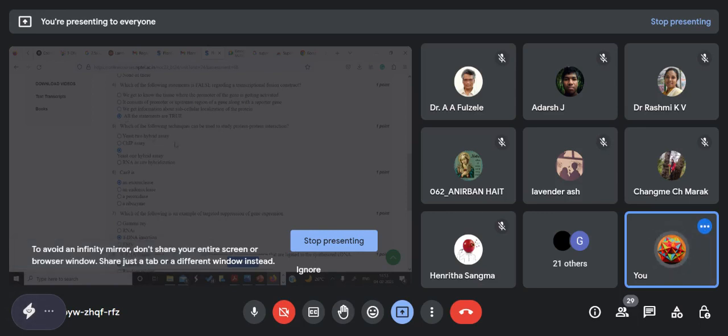Next question is, which of the following techniques can be used to study protein-protein interaction? Any guesses can work. I have already talked about the other assays, so if you rule those out, you can also get an answer from here. Yes, answer please. You can write your answer as well.